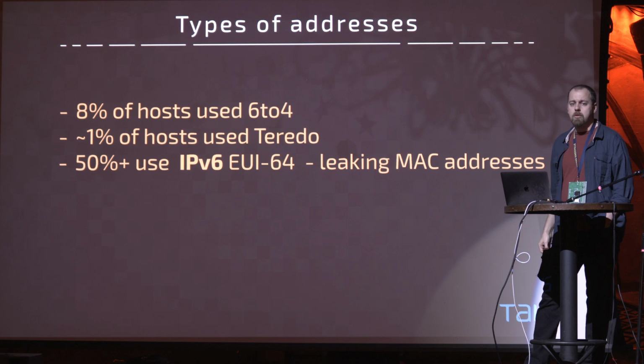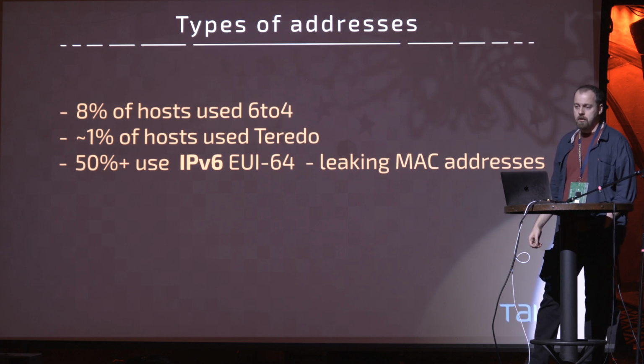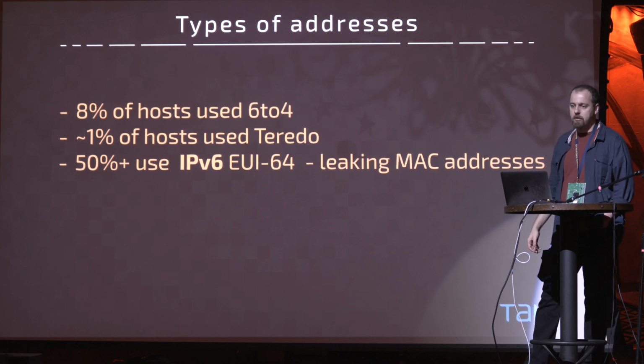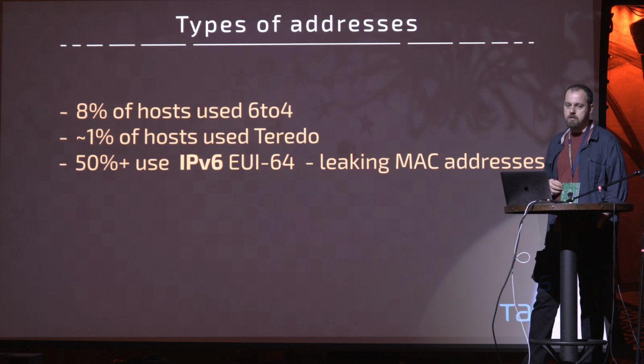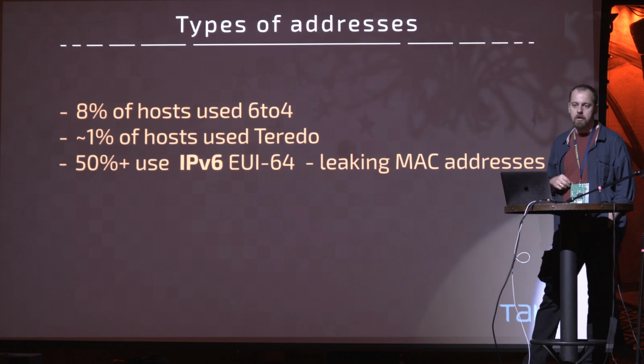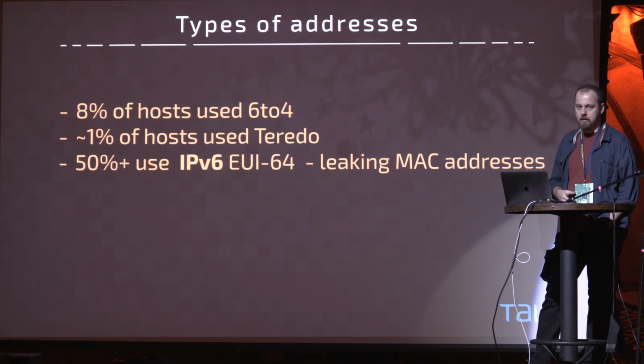Previous versions of Windows, like Windows 7, used to use this thing called Teredo as a transitional technology to enable IPv6 networking on non-IPv6 compatible networks. It's also a tunneling kind of technology.